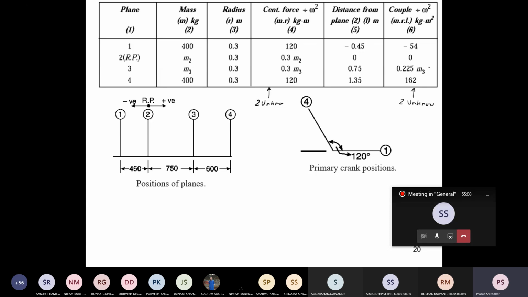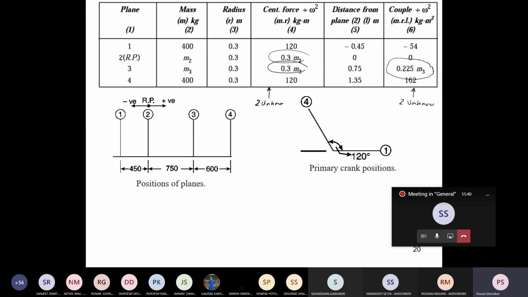Alright, since you have already asked, we have to start with the one which has only one unknown. The couple polygon has only one unknown, and force has two. So you cannot start with the force polygon; you have to start with the couple polygon. Those who are done, please lower your hand. Okay, so most of you are done.